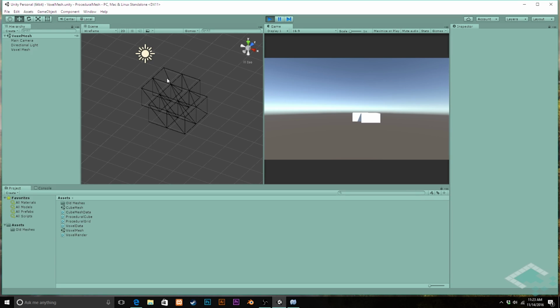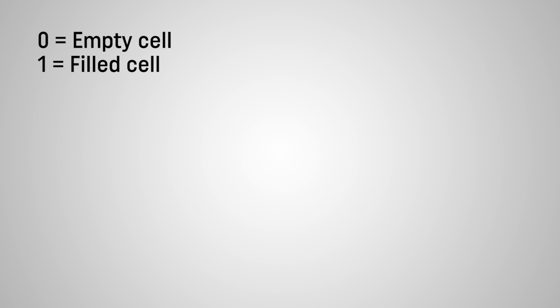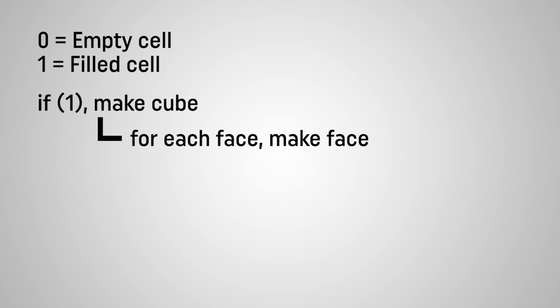The reason for this is that we have a very simple program running here, and what it's really doing is looking at our data. If the data is a 0, then it's an empty space. If it's a 1, then that space is filled in. So we're saying if 1, then make a cube. And when we make a cube, all we're saying right now is for every face of the cube, just make that face. We're not doing any more considerations at that point.